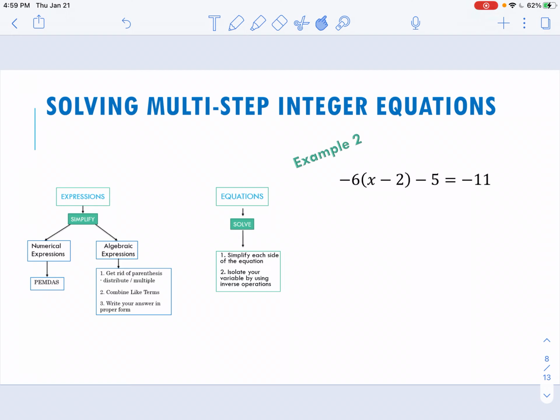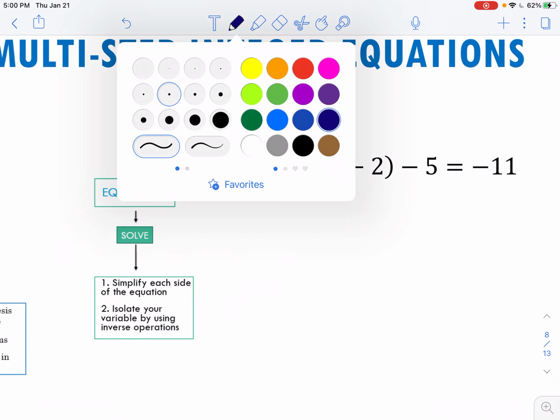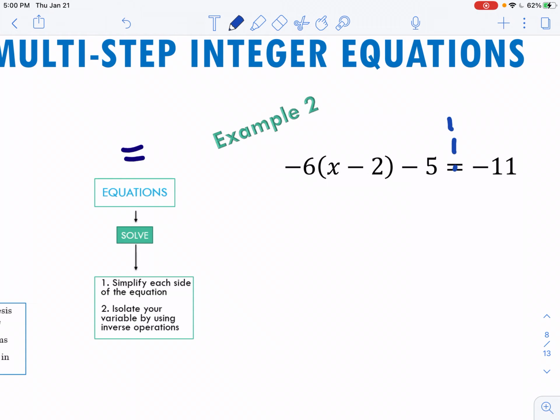All right, if we take a look at example 2, we have negative 6 times the quantity x minus 2 minus 5 equals negative 11. Is this an expression or an equation? Good. This is an equation because it contains an equal sign. So my first step is going to be to put a dotted line down the center of the equation to separate my expression on the left and my expression on the right side of the equation.